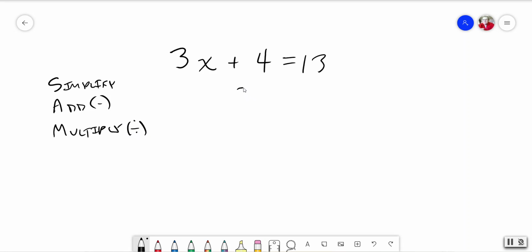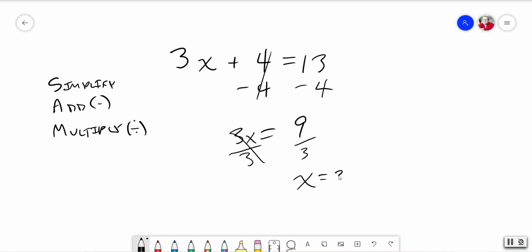So there's nothing to be simplified because there's no like terms. So then you go to addition, which includes subtraction. That cancels out the 4s. You have to do the same thing on both sides. So you get 3x equals 9. Then multiplication/division is the last step. You get rid of the 3 by dividing it. And then you have x equals 9 over 3, which is 3.